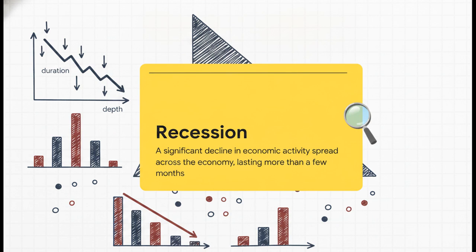They define a recession using what we call the 3 Ds: duration, depth, and diffusion, meaning it can't just be a localized blip. It literally has to be a significant decline that spreads across wide portions of the economy and sticks around for more than a few months. It's a very broad, holistic measurement.